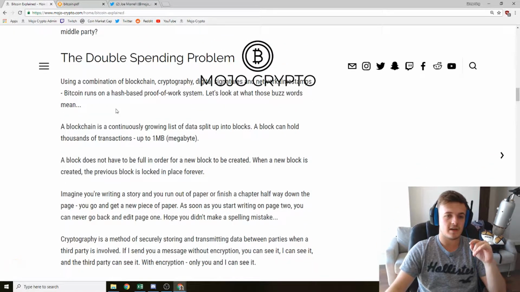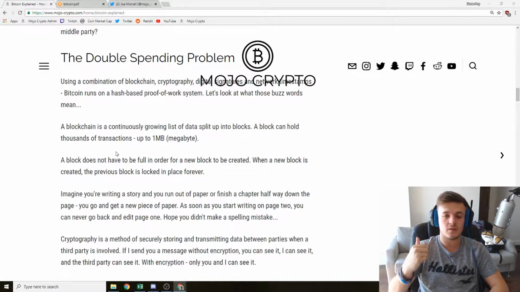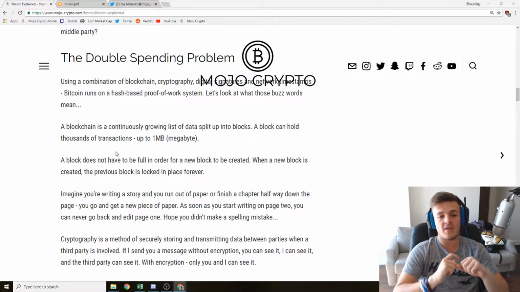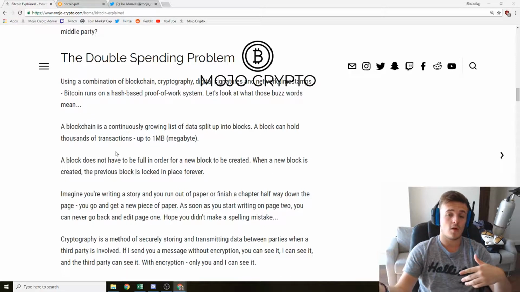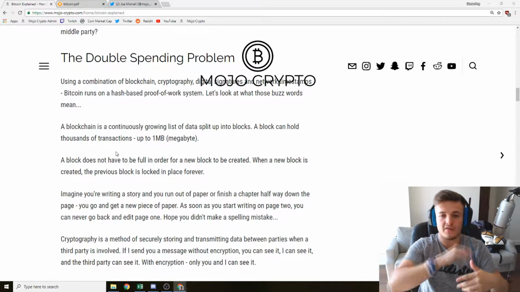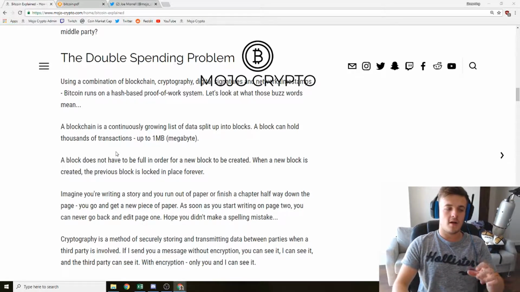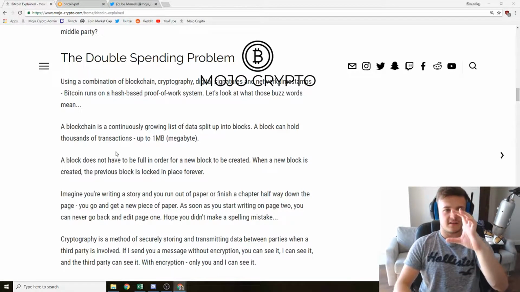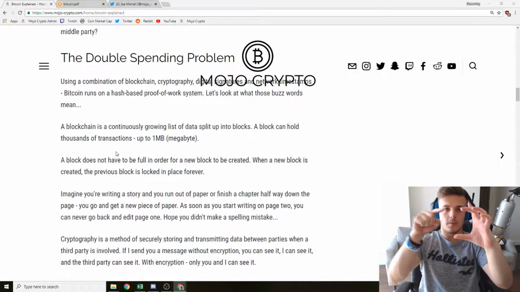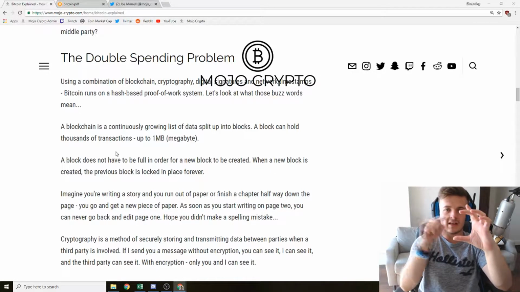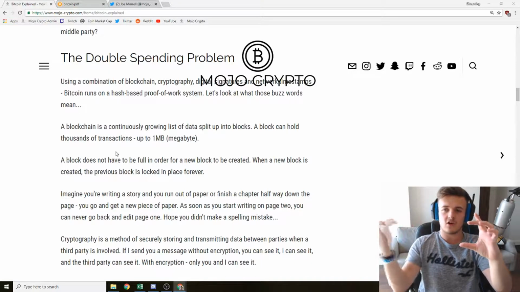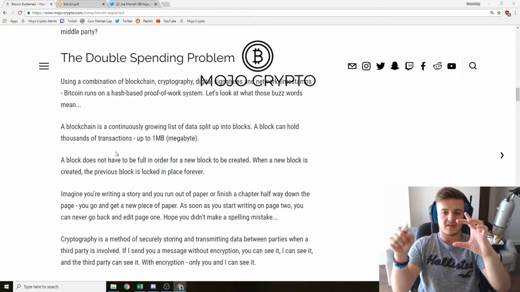So let's dive down into blockchain. What is a blockchain? A blockchain is a continuously growing list of data split up into blocks, and a block can hold thousands of transactions, up to 1 megabyte worth of storage. So imagine you've got a block here. This is a block. You fill this up with transactions. This gets filled up with daily transactions that happen. As transactions are coming in, these are getting filled up into this block.